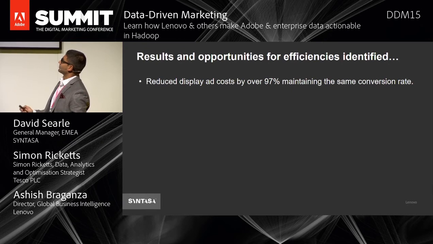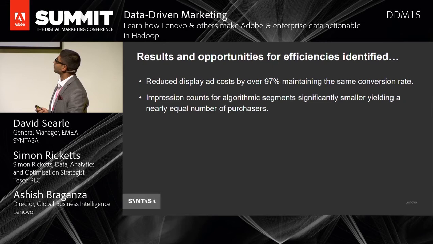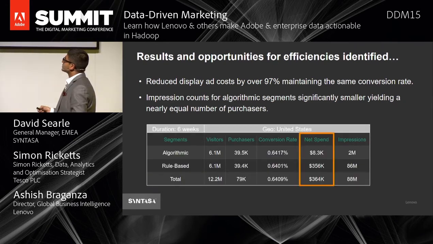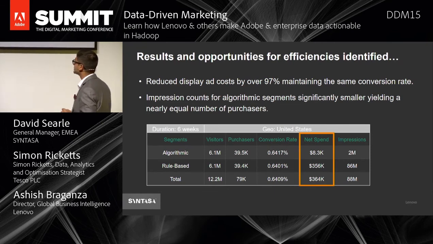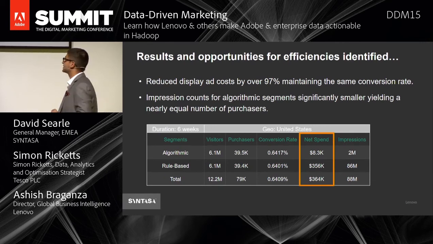The results and opportunities for efficacy. We reduced display ad costs by 97% while maintaining the same conversion rate. Impression counts for algorithmic segments were significantly smaller, yielding a nearly equal number of purchasers. We had 6.1 million visitors and got the same level of purchasers, about 39,000. Conversion rate was the same, but our net spend to acquire those customers was only $8,300 on the algorithmic. On the rules-based, we spent over $356,000.